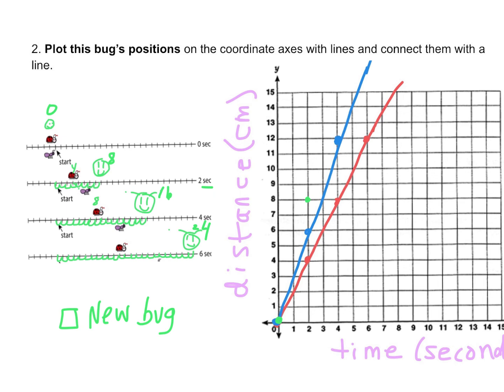After 4 seconds, our bug was at 16. So over 4, up 16. I'm off the graph, but I'll hover just right there. And then after 6 seconds, our bug was way off the graph at 24. So let's just connect the 3 points nice and neatly. And I just drew an arrow to show that that point falls off the graph. So you can see our new bug is actually faster than the ladybug and the ant because it went twice as fast as the ladybug.